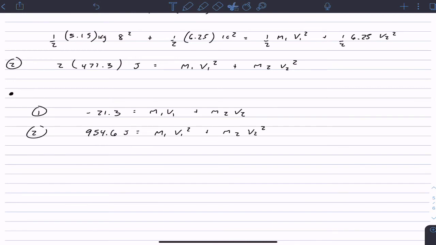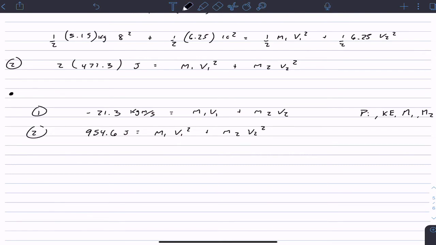I should just note that equation 1 is actually in units of momentum. So what we have here is the initial momentum and the initial kinetic energy. We know m1 and we know m2. The only things we don't know are v1 and v2, the final velocities, and that's what we're asked to solve for. So now you have a system of 2 equations with 2 unknowns, v1 and v2.